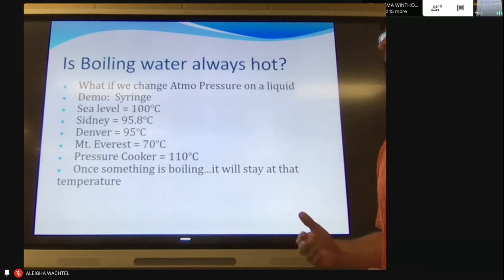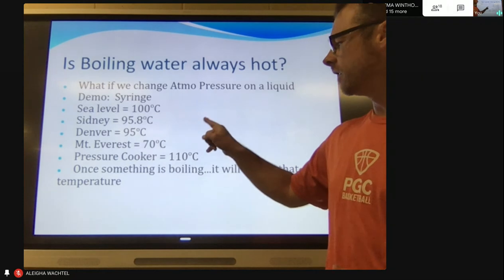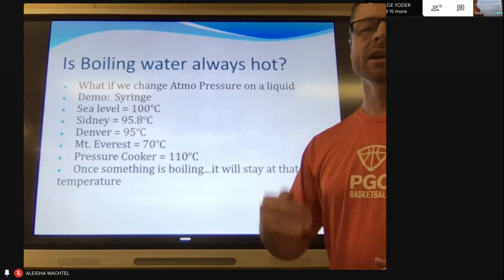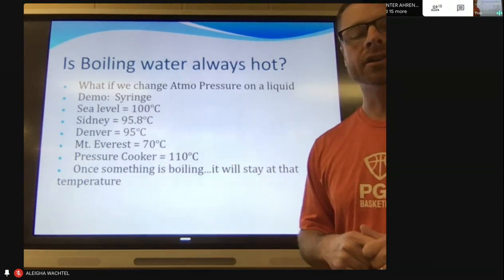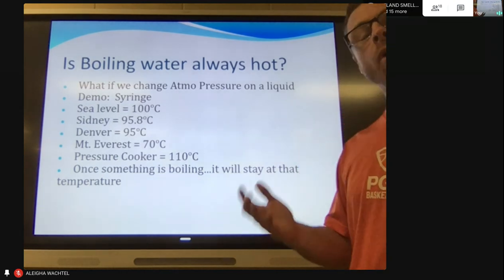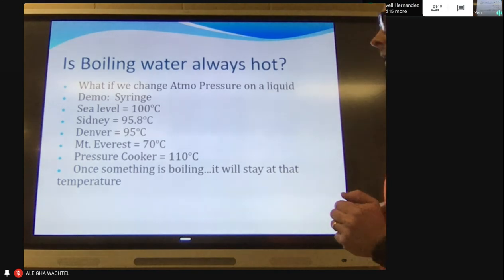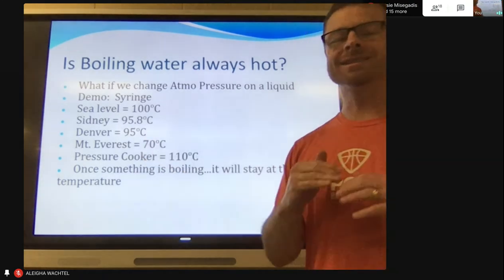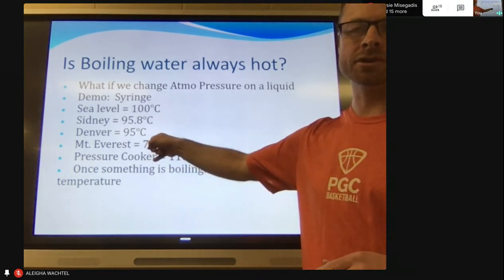So why do pressure cookers and Instant Pots cook your food so much quicker? Because it creates a pressurized system where the temperature inside is higher. Maybe the water doesn't boil at 100 degrees. Maybe it boils at 110 or 115 or 120. If you have water that's at 120 degrees, it's going to cook your stuff a lot faster. So even though water boils faster on Mount Everest, it's going to take forever to cook because once it's boiling, it stays at that temperature.